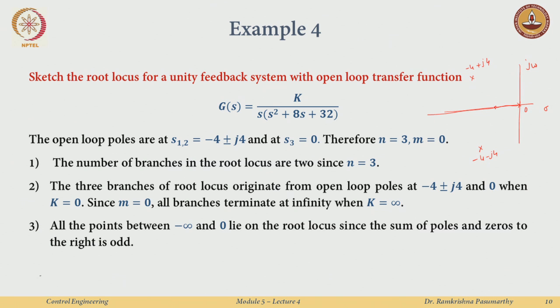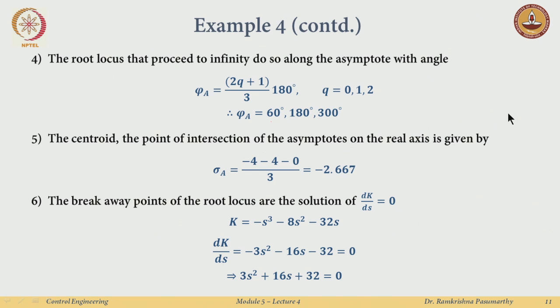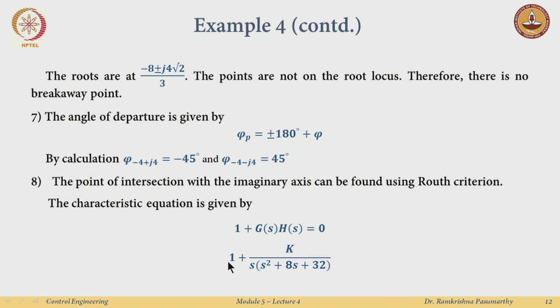So, this is my sigma. Okay, so the breakaway points, well, I just look at dK/ds equal to 0, I find K and then solve for dK/ds equal to 0, which gives me the breakaway roots at this point.